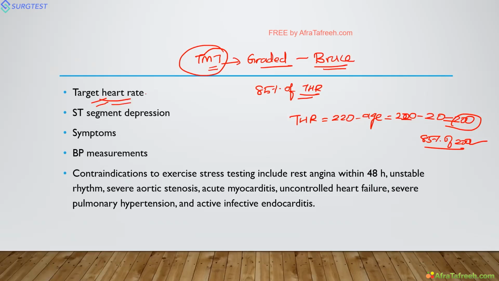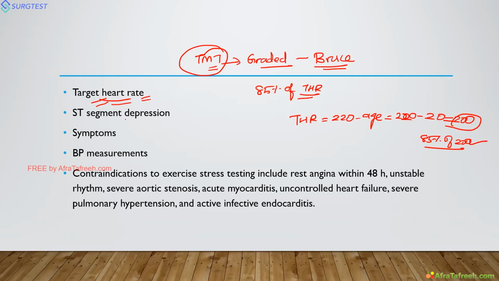When you go through the stress test report, they would have mentioned whether the target heart rate was achieved or not achieved. If the patient is taking beta blockers, there is a different formula to calculate, because in those patients the target heart rate cannot be achieved. So this is the main thing: you should achieve 85% of the target heart rate.